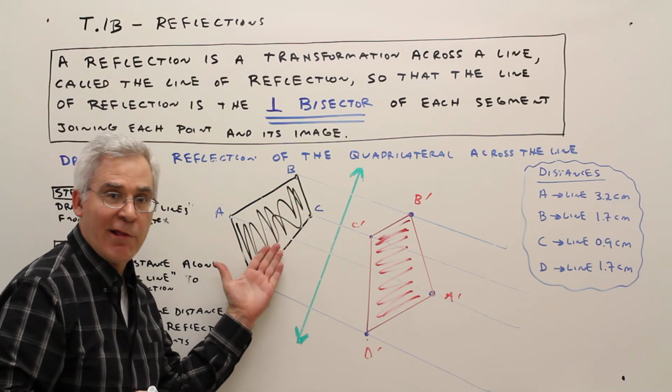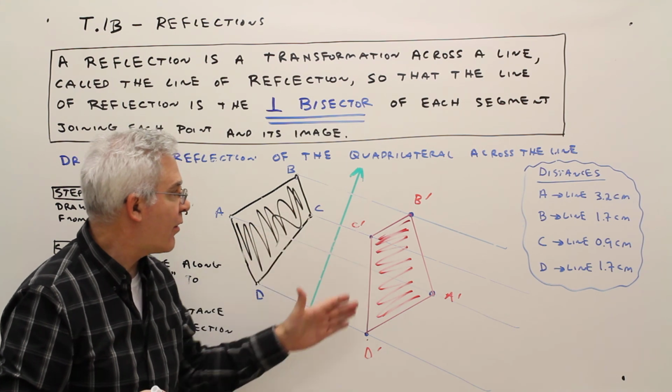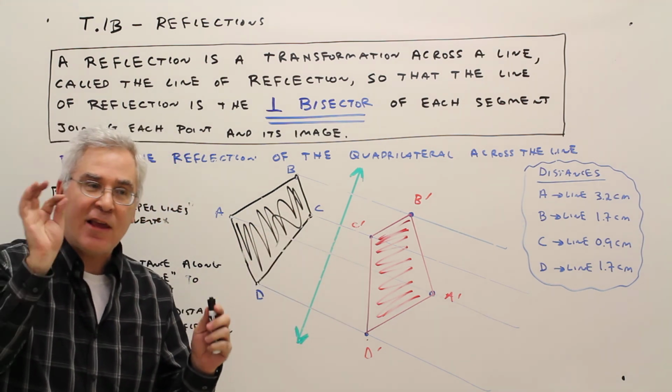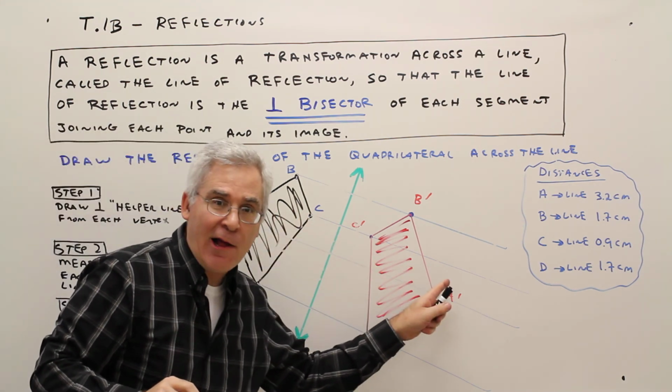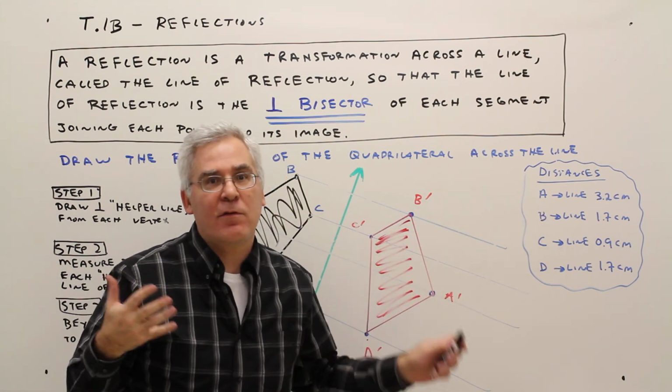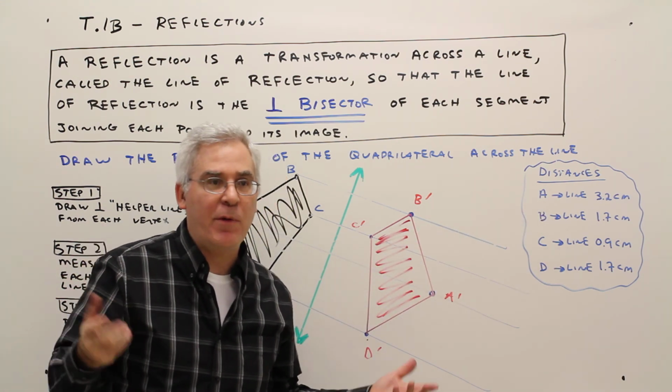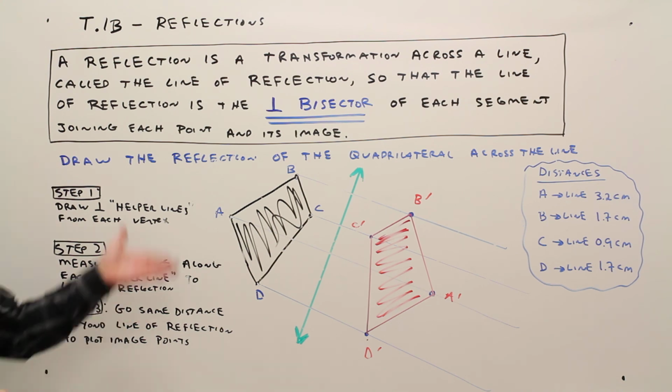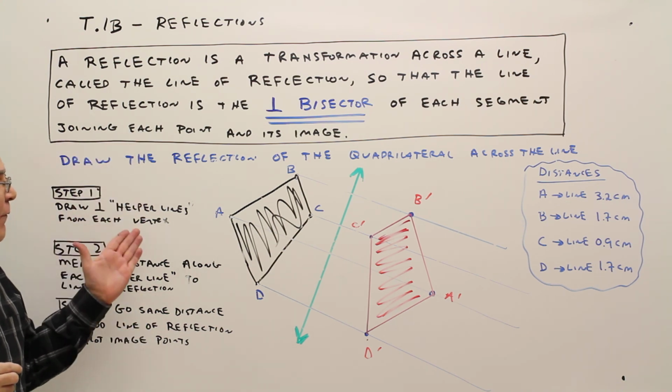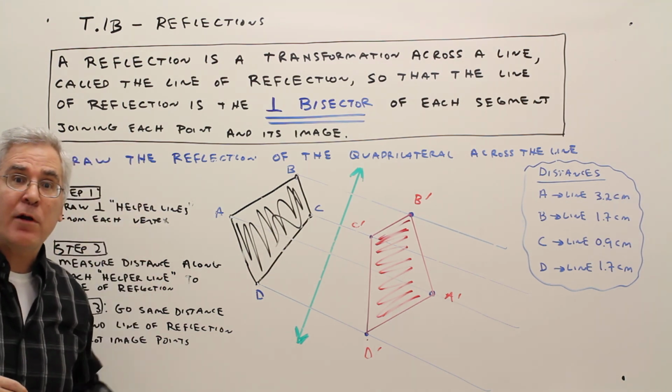So this is just literally the mirror reflection across that line. So again, the key thing is the perpendicular helper lines and those measurements. Everything else kind of makes sense. So there you have it, the technical definition of a reflection and how to perform one with a ruler.